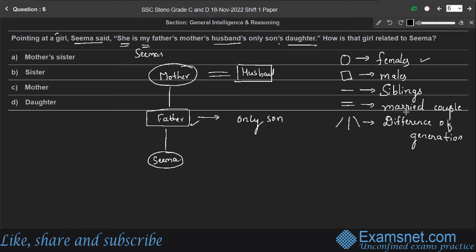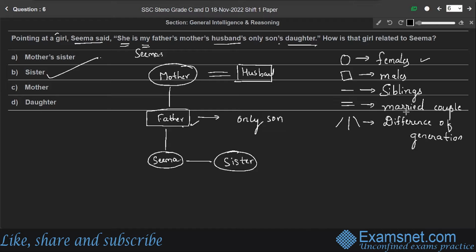So there are two chances. So that daughter is either Seema or her sister. It is not given whether Seema's father has one daughter or two daughters, right? Therefore, it is better to take Seema's sister, because in the options Seema's name is not given. Therefore, obviously that girl is Seema's sister. Option B is the right answer.